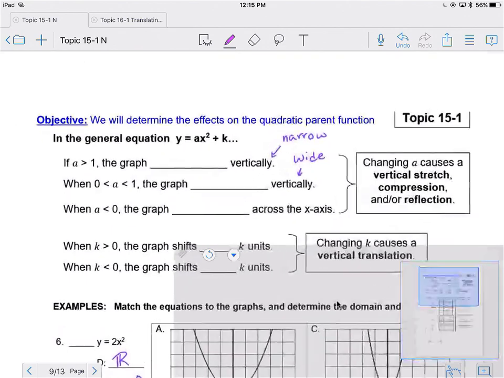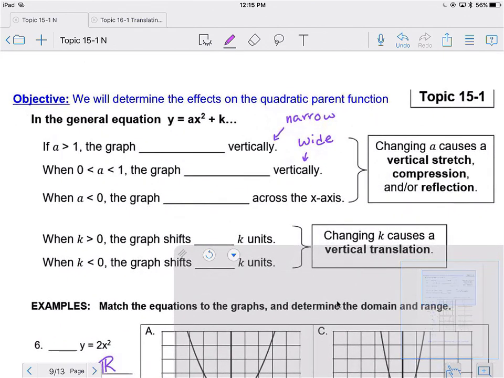So now on page 2, we're going to talk about what happens. So my a value is what's in front of x squared. K is what follows. So we're looking at this when they reference the letters a and k. So if a is greater than 1, if we have a number bigger than 1 in front of x, the graph stretches vertically. And this is the same thing as being narrow.